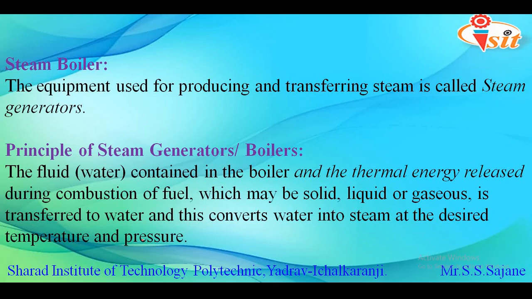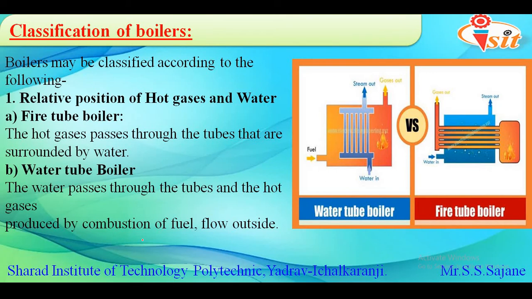Now we are going to see the classification of steam boilers. There are several ways of classifying boilers. We are going to see all those one by one. The boilers are classified as follows. The first point is the relative position of hot gases and water. According to this, we can classify the boiler as a fire tube boiler and a water tube boiler.